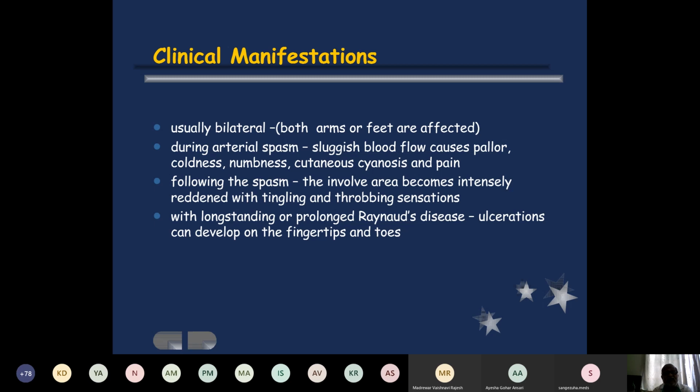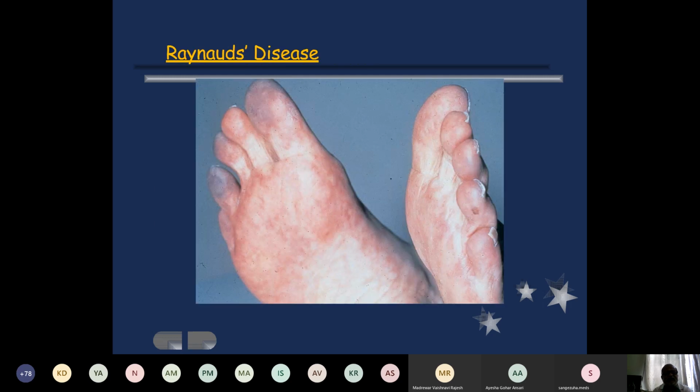During arterial spasm, sluggish blood flow causes pallor, coldness, numbness, cutaneous cyanosis, and severe pain. As soon as the spasm is relieved, the involved area becomes intensely reddened with tingling and throbbing sensation. With long-lasting or prolonged Raynaud's disease, ulceration can develop on the fingertips or toes. This is a typical clinical picture of Raynaud's disease showing blackening of the toes and pallor in the rest of the foot.